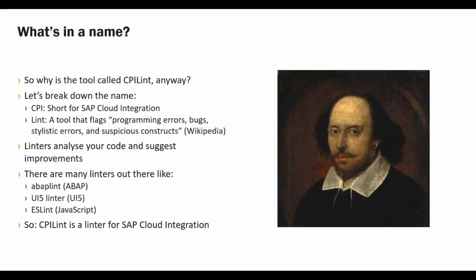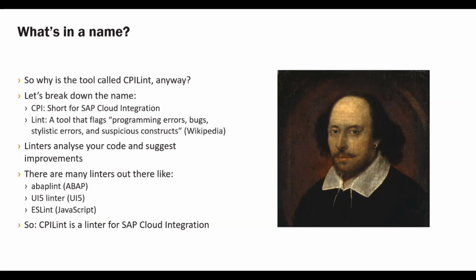We have a few of them in the SAP world. ABAP Lint for the ABAP programming language. Just recently came to the version 1.0, the UI5 linter for UI5. I think probably the UI5 people also know ESLint for JavaScript, and there are tons of others out there. So CPI Lint is a linter for cloud integration.